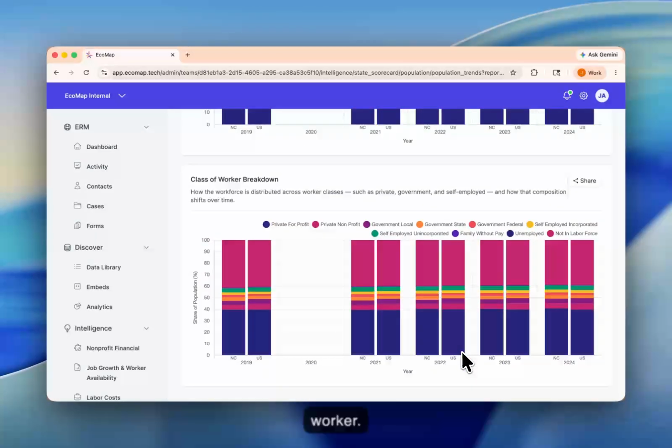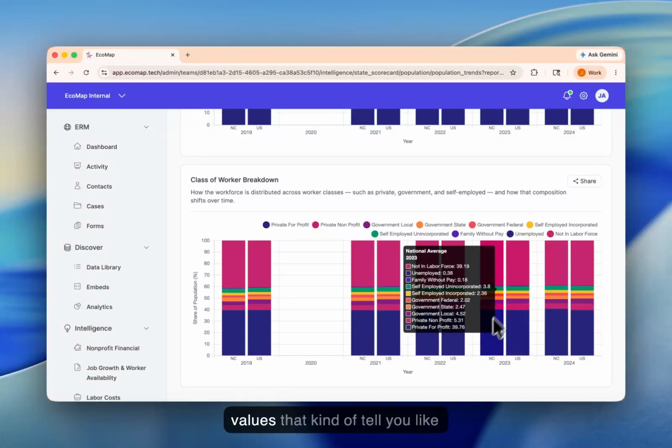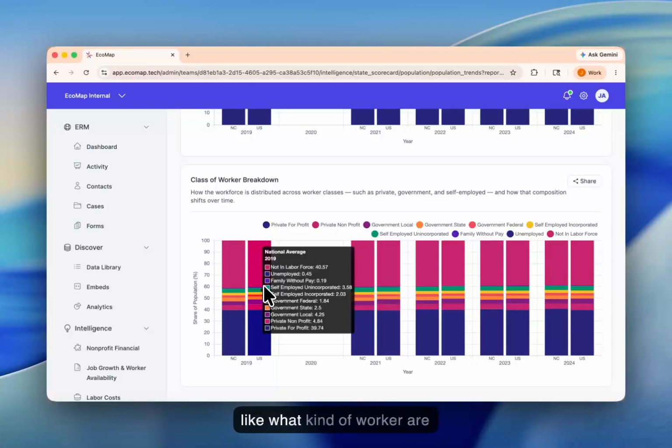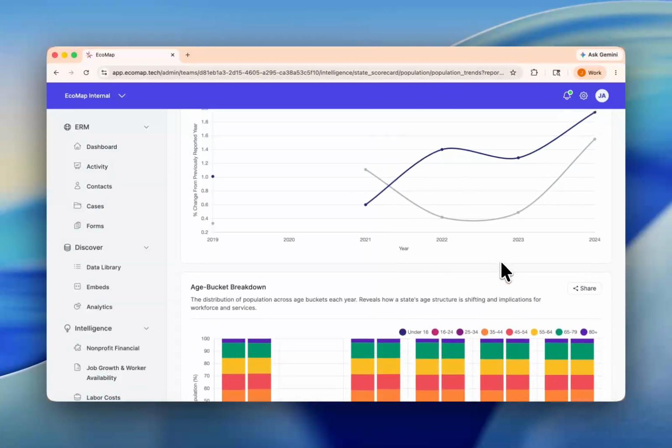And then we've got class of worker. This is a number of different values that tell you the circumstances of employment of a given person, like what kind of worker are they. So not in labor force, right? This is going to be children and retirees. Of everyone else, we've got unemployed. We can see the proportion of folks that are self-employed, incorporated, and the proportion of folks that work in federal versus state government, et cetera.